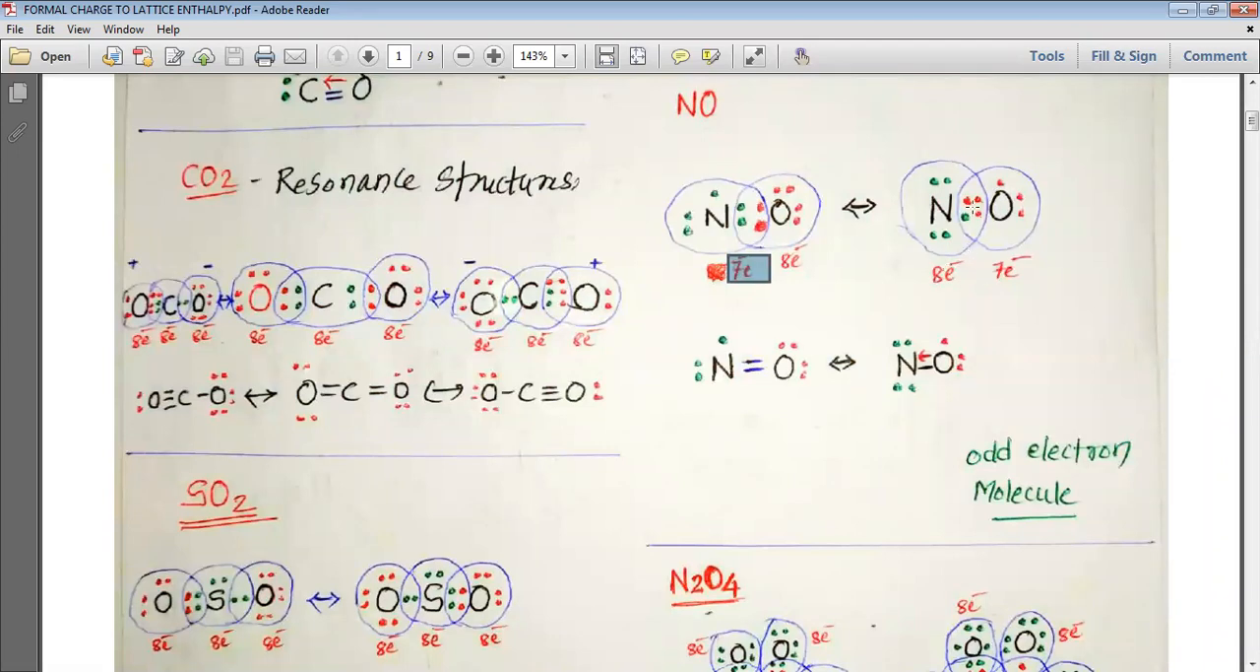The same thing happens in the other resonance structure that we represent. Oxygen has 6 electrons. Out of these 6 electrons, oxygen shares 2 electrons. One is shared with the nitrogen, whereas 2 electrons are given by oxygen for the making of the bond, and that is how we show this double bond here between the oxygen and nitrogen.